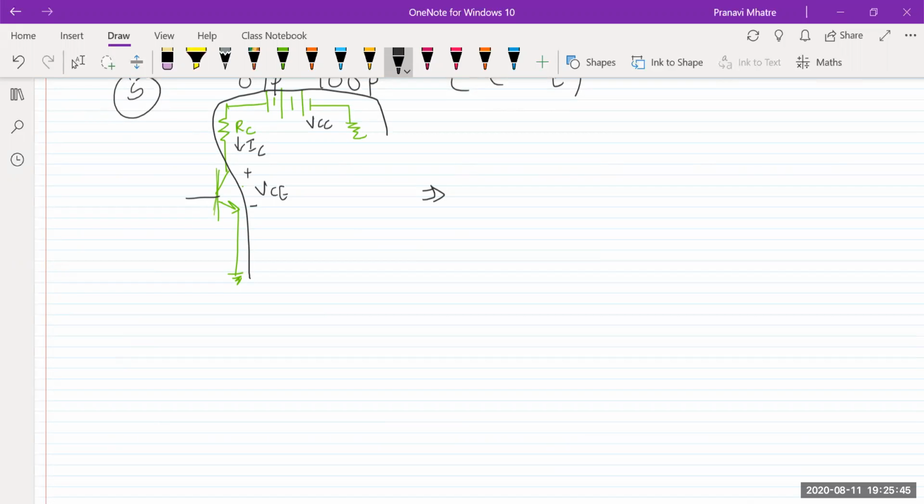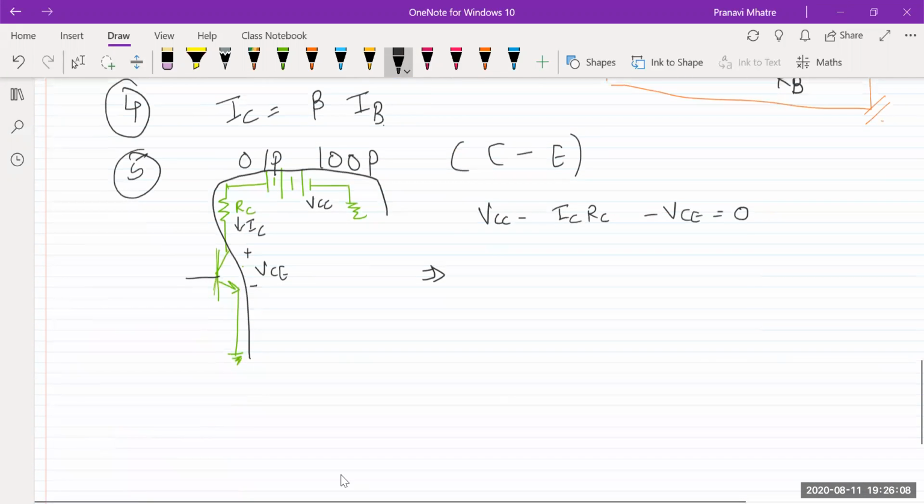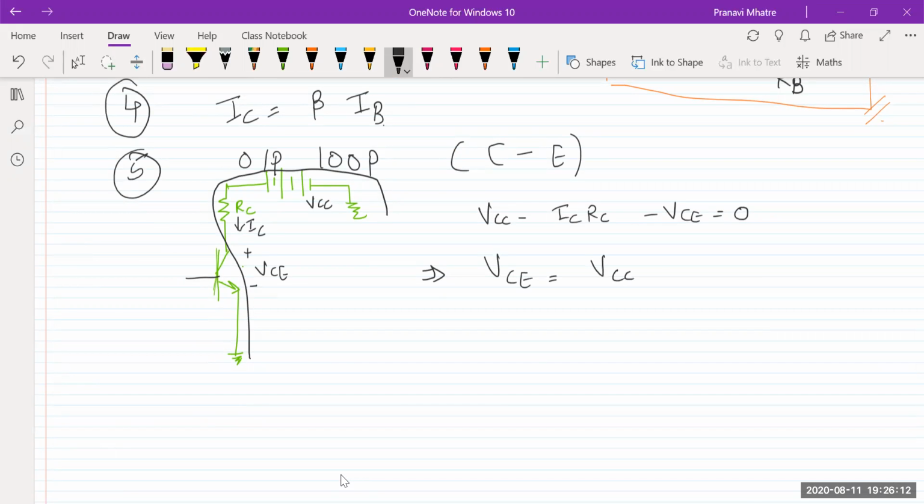I'll apply the loop. VCC minus ICRC minus VCE is equal to 0. So my loop is VCC minus ICRC minus VCE is equal to 0. From the output loop, just make sure we are supposed to calculate VCE. So we are going to calculate now this VCE. So my VCE will be equal to VCC minus ICRC. It should be in volt.